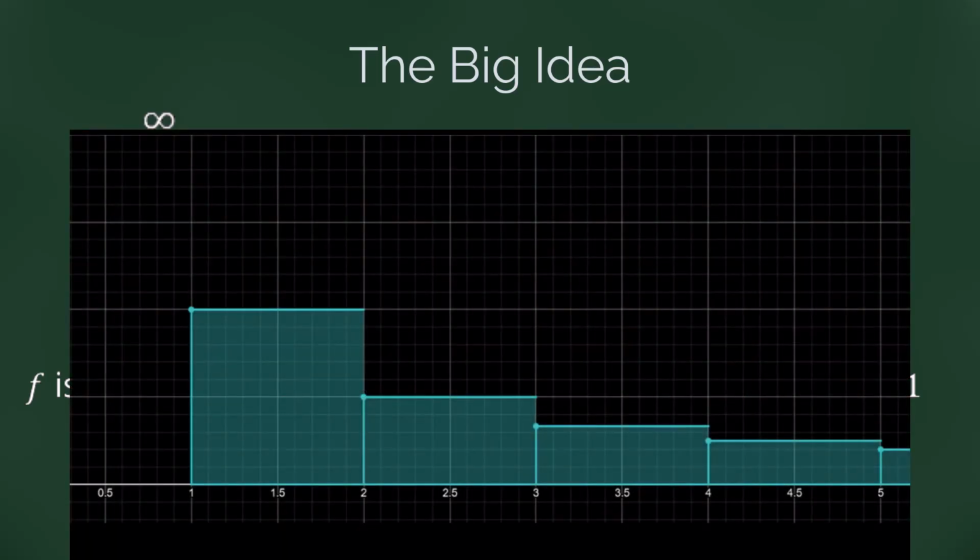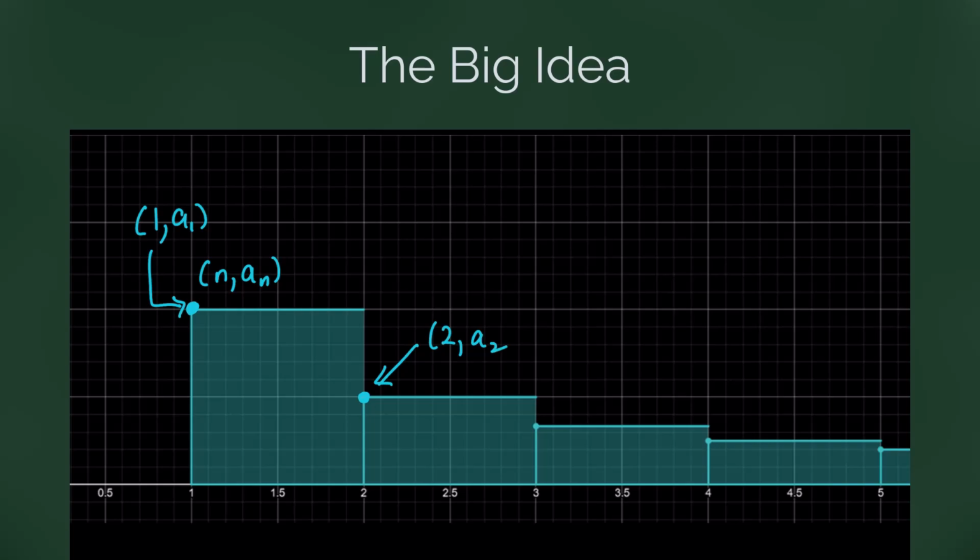With those ideas in mind, let's take a look at a couple of graphs. In our first graph, given our sequence a sub n, the points we're highlighting represent the points n, a sub n. In other words, this point right here is 1, a sub 1. This point right over here is the point 2, a sub 2, and so on and so forth.